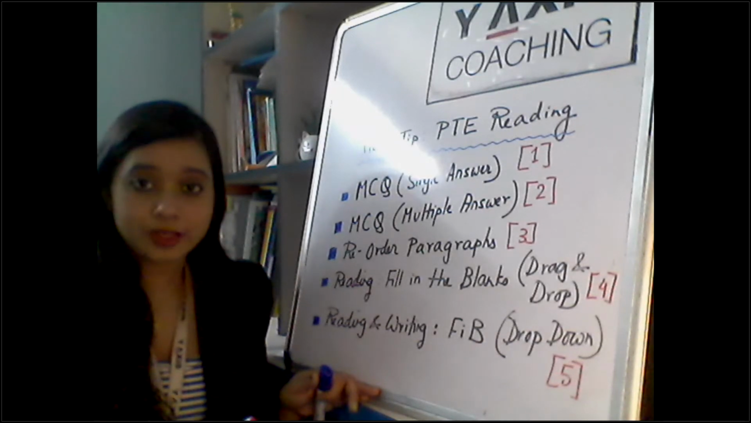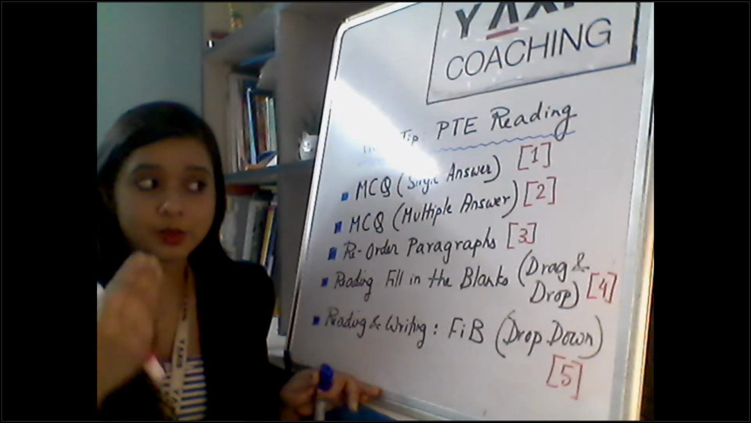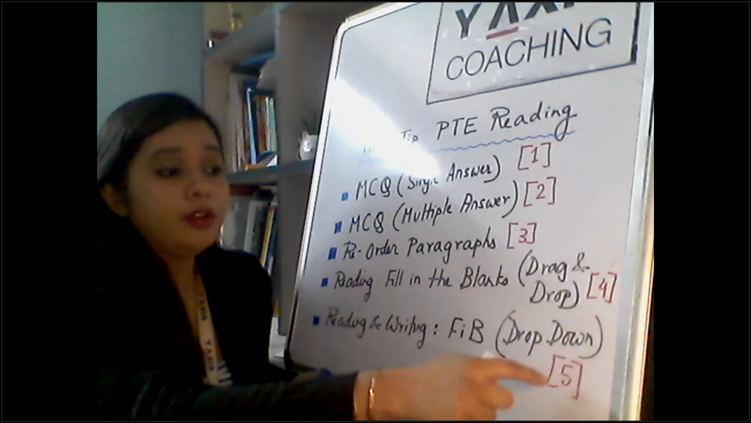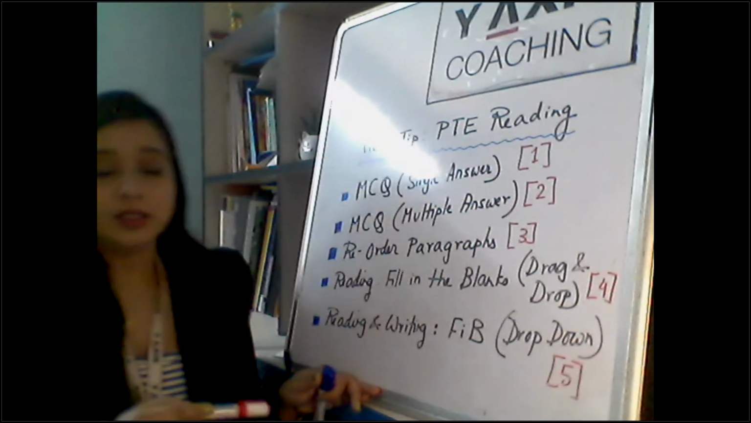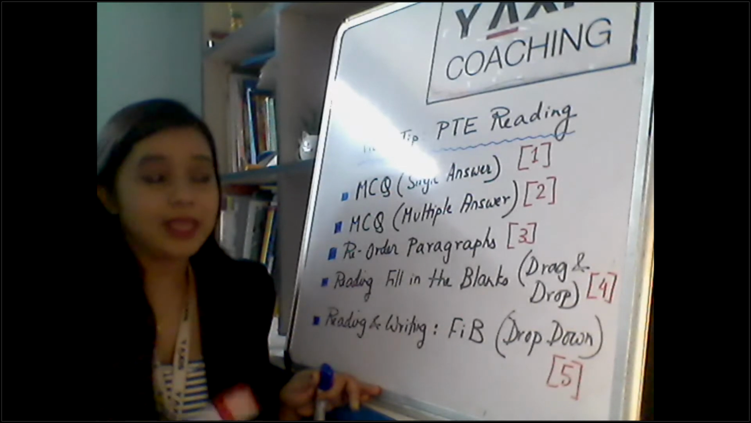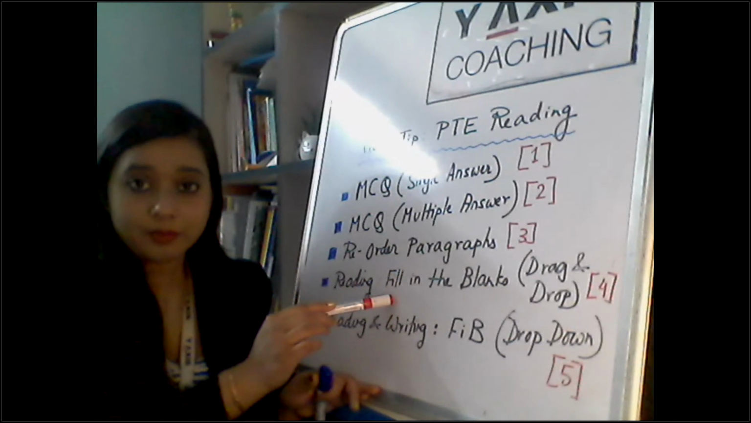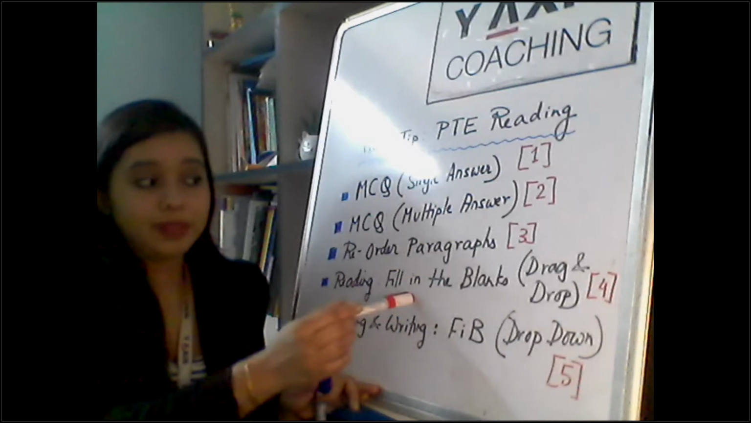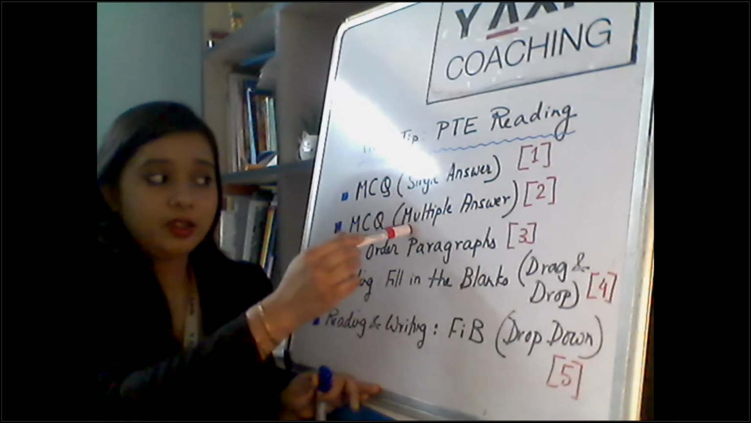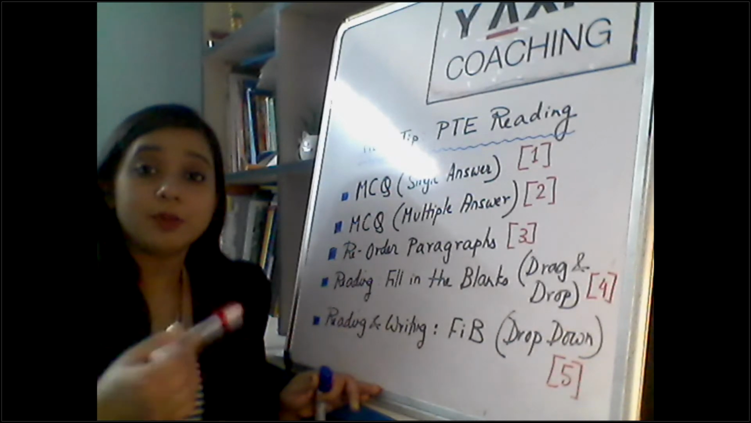Apart from these two possible sequences, we have 2 more sequences which can be there for you on the day of the examination. The third possible sequence can be 4, 5, 3, 2, 1. What do I mean exactly? That means in that case, you start with your fill in the blanks, drag and drop. Then you have fill in the blanks, drop down, 4, 5. Then you get reorder paragraphs, multiple choice question multiple answer, and multiple choice question single answer. So this is the third possible sequence.